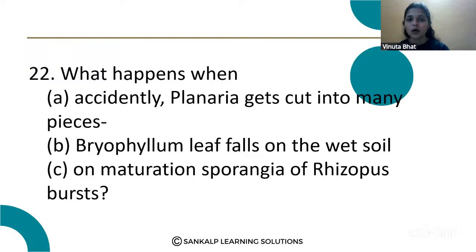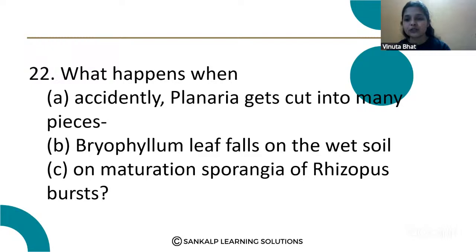Next question. What happens when accidentally planaria gets cut into many pieces, when a Bryophyllum leaf falls on wet soil, and on maturation the sporangia of Rhizopus burst? Here, when the planaria accidentally gets cut into many pieces, each piece will develop into a new planaria. That is the regeneration of planaria. The parts of the planaria develop into new organisms.